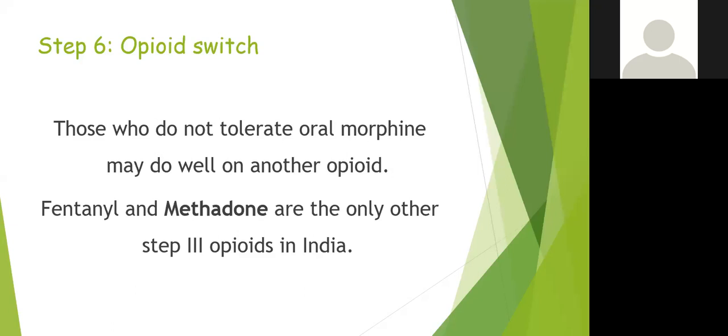Methadone, again, Rajagopal has used it, and Palliminder Singh has used it. It's very good. It's cheap also, and good in renal failure. But methadone as such would be a different talk, because that needs a lot of specialist advice about how to use methadone. So it is a good one for opioid switch, and that's the other option among opioids available in India. Next slide.